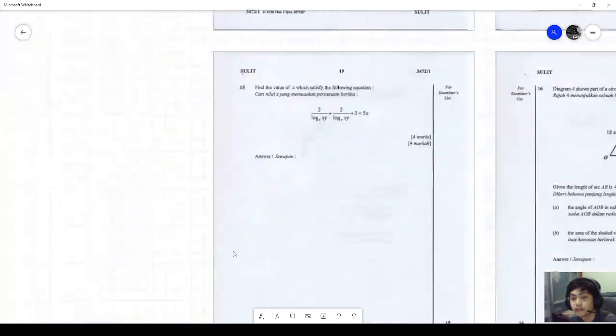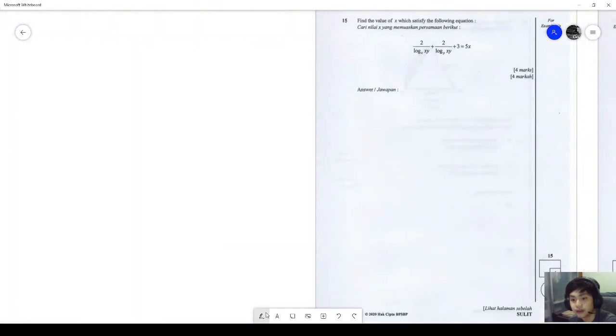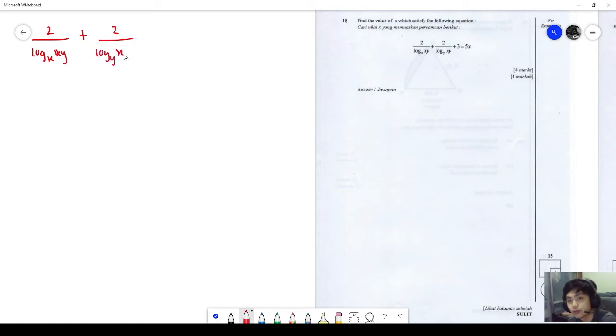So moving on to question 15. Find the value of x which satisfies the following equation: 2 over log_x(xy) plus 2 over log_y(xy) plus 3 equals 5x. In this case, I'm just going to work with one of my log laws first, where log_a(b) plus log_a(c) equals log_a(bc). So b and c multiply one another if they are added here, so I can actually convert it back to this form.